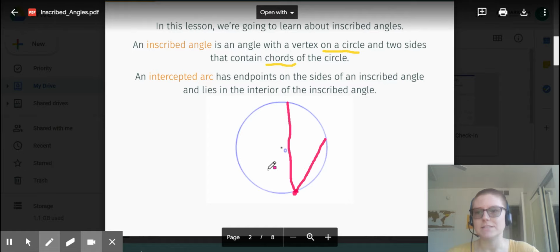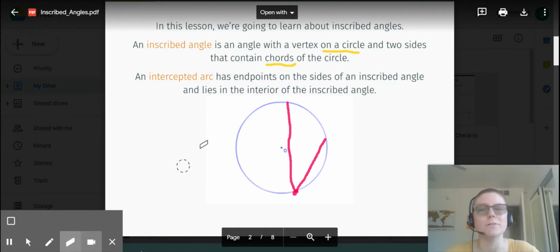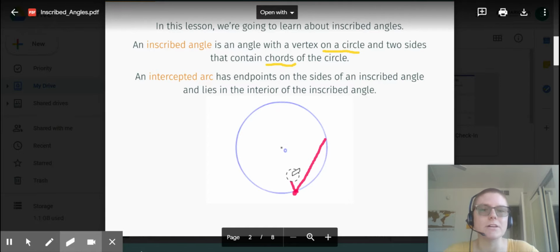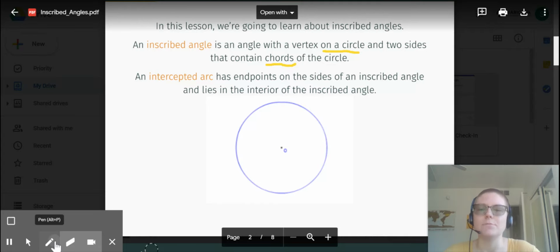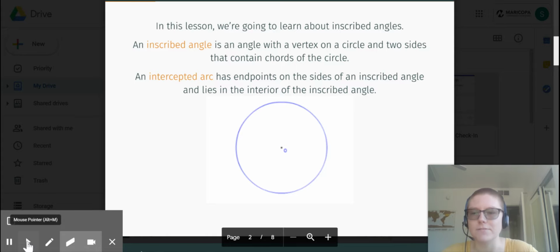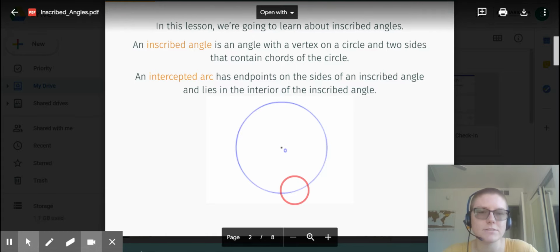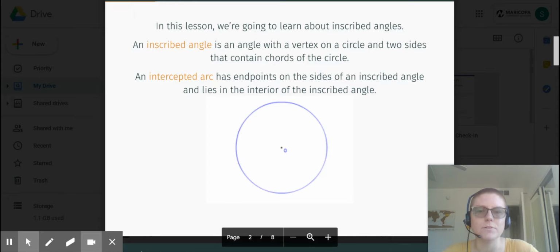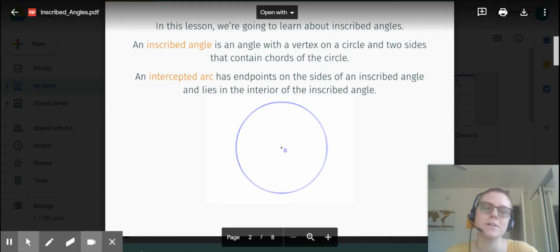So there are three different ways that it can be, and this is going to be really important when we're talking about solving problems and proving things about inscribed angles. The only requirement is that the vertex be on the circle and the sides be chords. One of them could be a diameter, they could both be on the same side of the center, or they could be one on each side of the center.